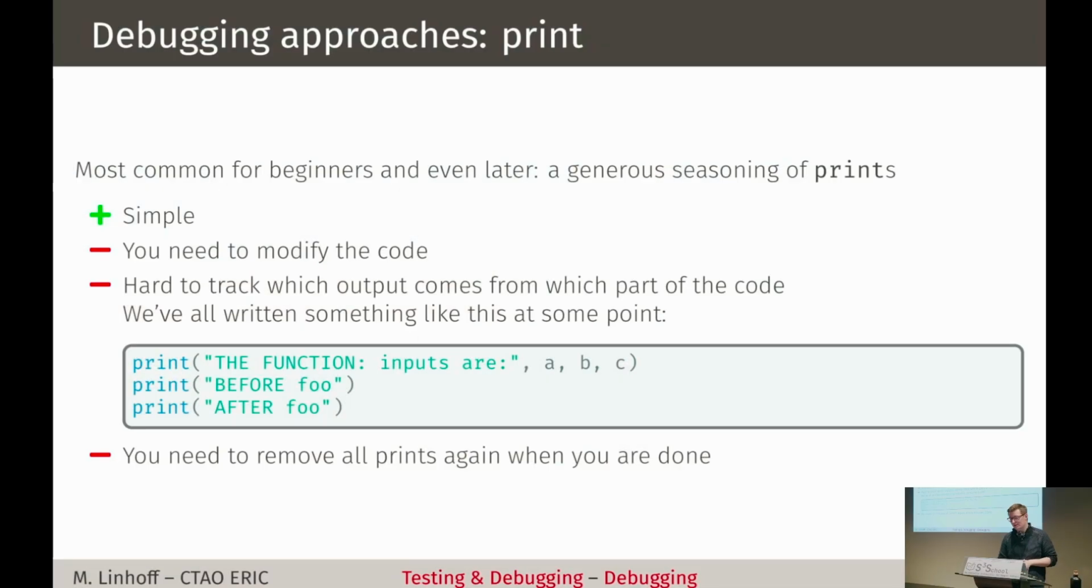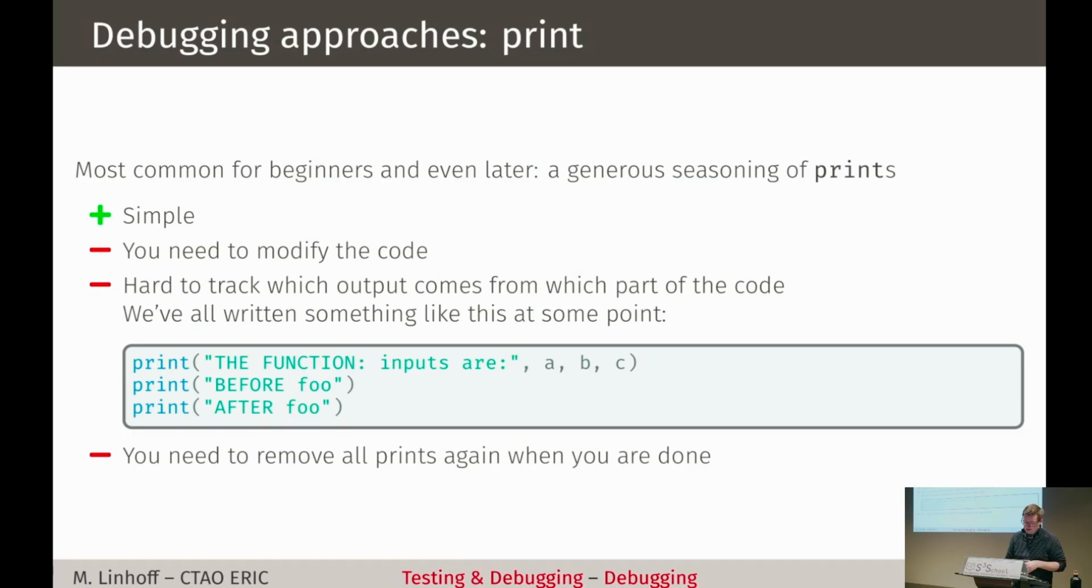But maybe first some other strategies, right? I think we've all been guilty of doing something like this, right? We don't understand what is going on. We sprinkle a generous seasoning of print statements throughout all of our code, and then we can't really tell where this print came from, so we add these in caps markers, which print is printing what. And this is, of course, simple to do. You can just start doing this in your own code, but you need to modify the code, in fact, right? And you end up with these print statements that you don't want to have in your actual code. They were just for debugging, so you need to remember to remove them again. So there has to be a better way than doing this.